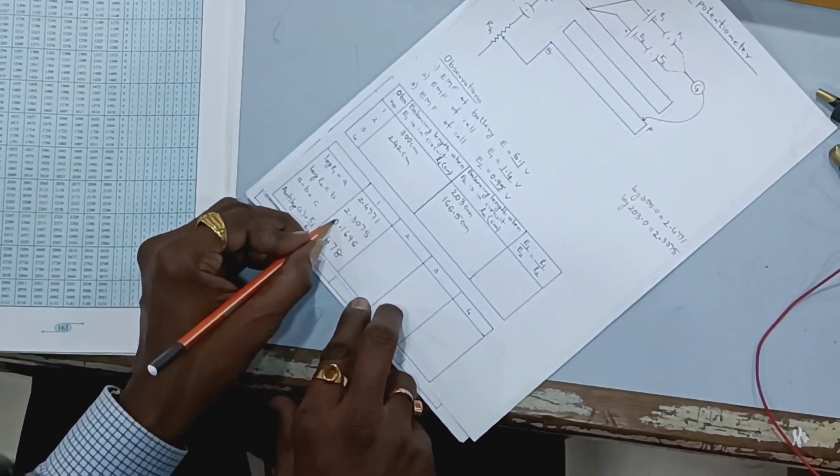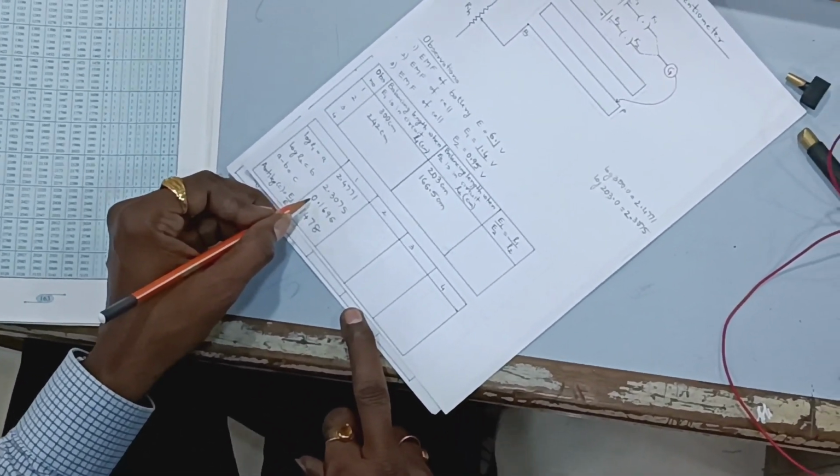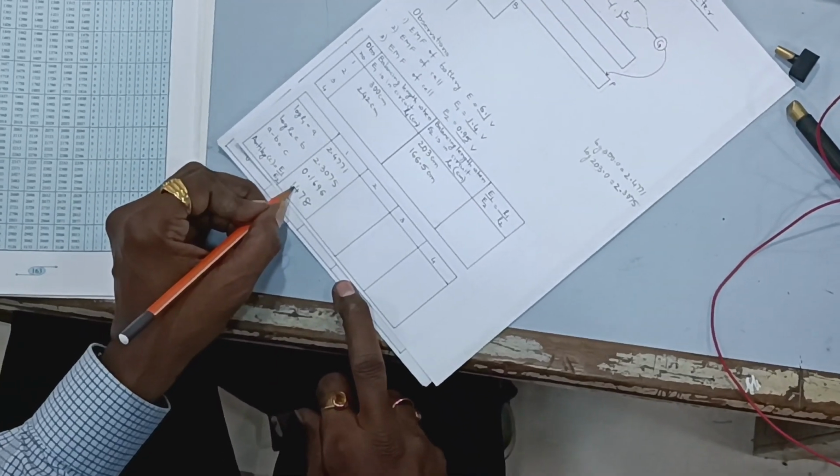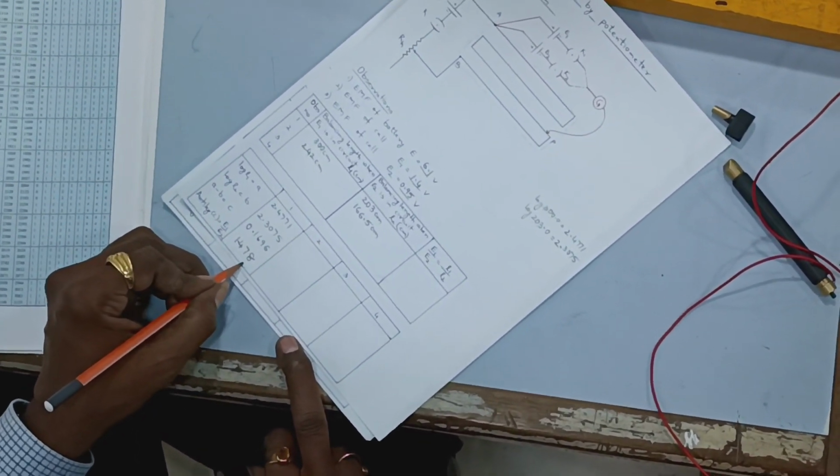Here the characteristic is 0. For antilog we'll add 1 to the characteristic. That means 0 plus 1, it comes as 1. So the decimal point will be placed after one digit and the value comes as 1.478.